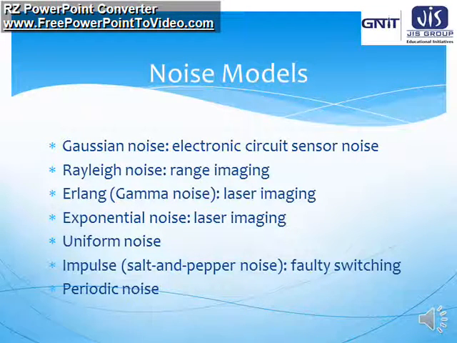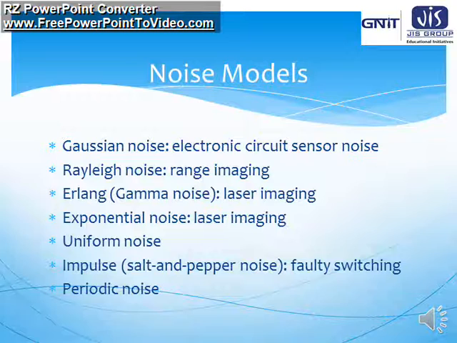The next one is Erlang or gamma noise, which can also be generated by laser imaging. And the next one is exponential noise, which can also be generated from laser imaging. The next one is uniform noise, and after that we can see the impulse noise. The impulse noise is also known as salt and pepper noise, which is generated by different types of faulty switching. And the last one is the periodic noise.